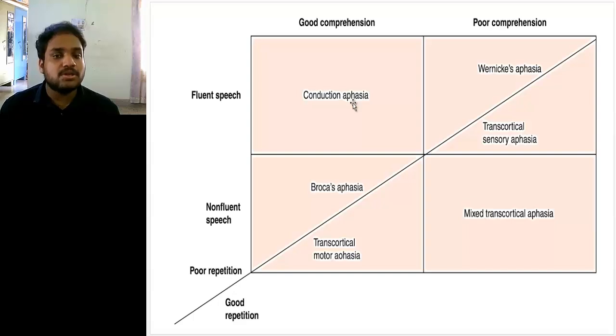Fluent speech with good comprehension, that is conduction aphasia. Fluent speech but comprehension is impaired, Wernicke's aphasia. And if there is non-fluent speech, but comprehension is good, that is Broca's aphasia.